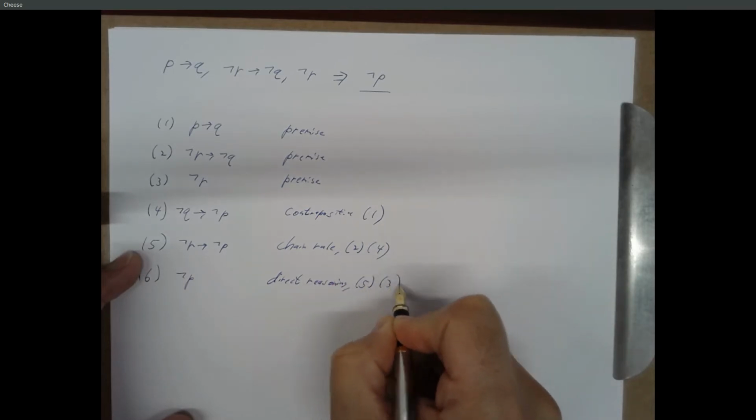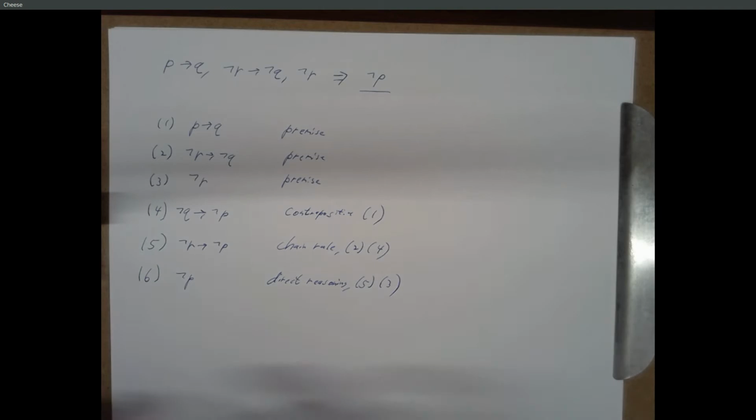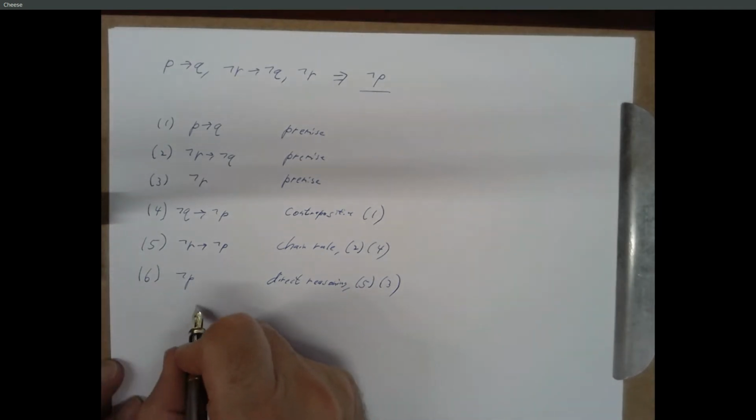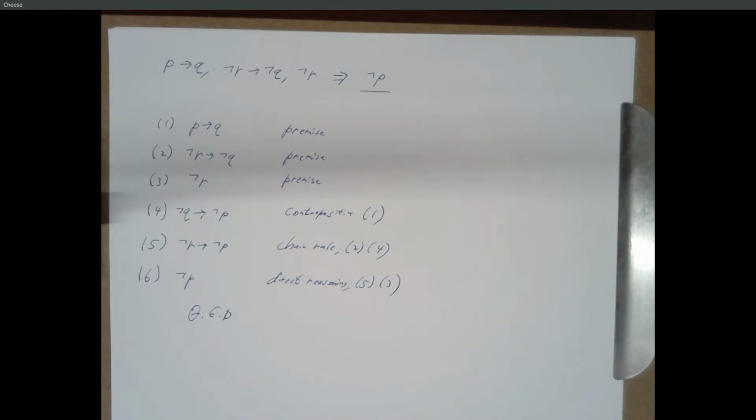5 and 3. And what do we say at this point? QED. QED, which is Latin for thumbs up. Right, that's what we were asked to demonstrate. So there's a completely valid proof that not P follows from those first 3 statements.